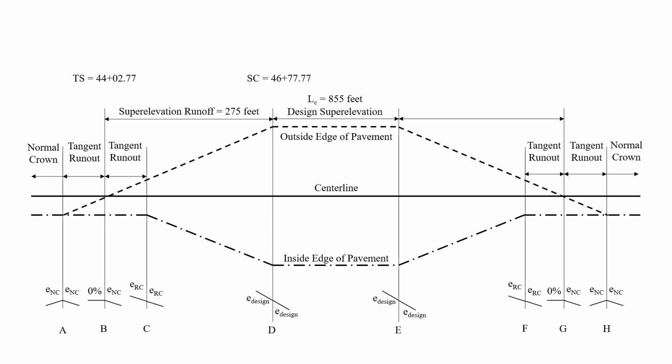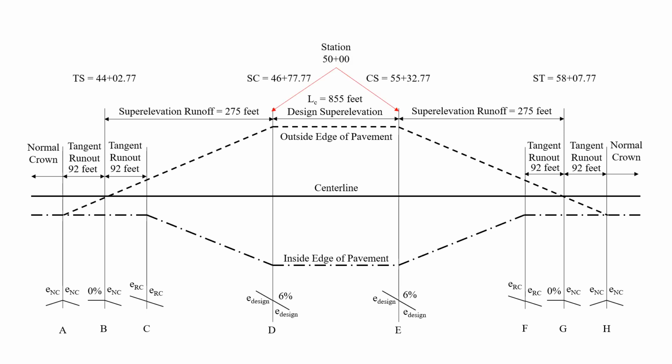We're told that the circular curve portion of this is 855 feet, which will take us to our CS point of 55+32.77. And then it's a symmetrical spiraled curve, so our superelevation runoff on the other side is equal to the first one, 275 feet, which gives us an ST point of 58+07.77. We're also told that our design superelevation in this case is 6%, so we can add that down at points D and E. And our tangent runout is 92 feet, so we can add that into our diagram as well.